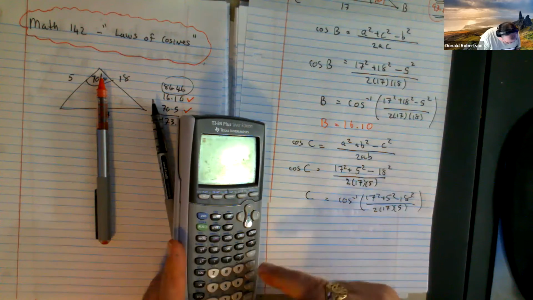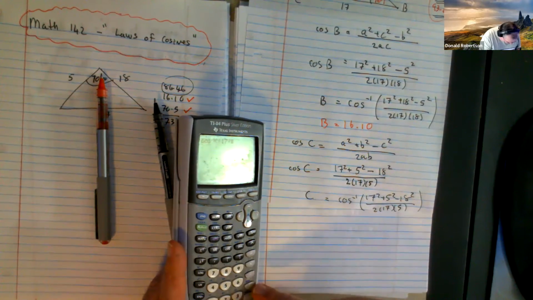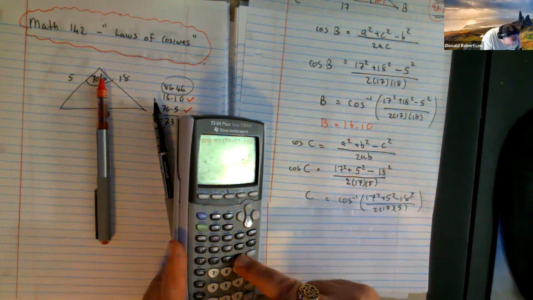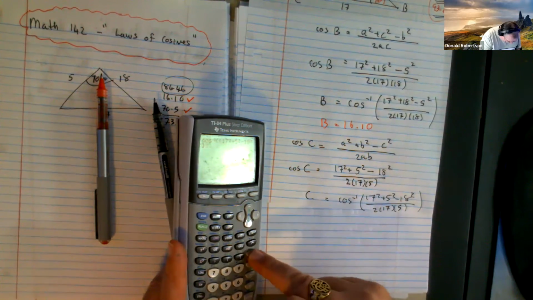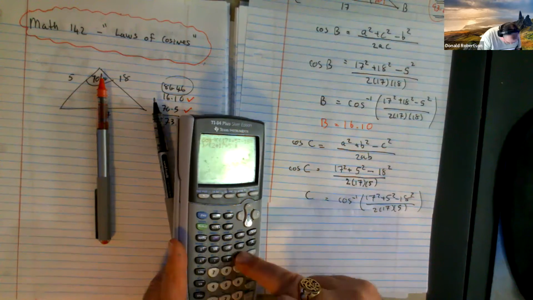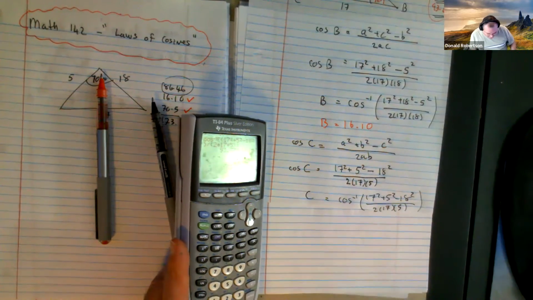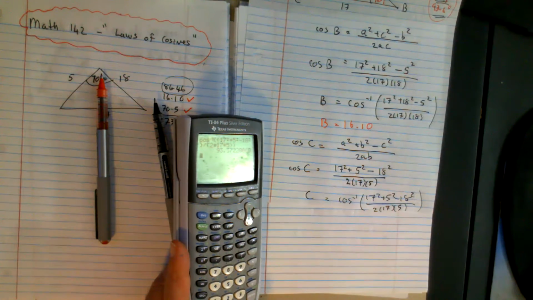Inverse cosine, I need a bracket, 17 squared, add 5 squared, take away 18 squared. Close the brackets, divided by, start a new one, 2 times 17 times 5. Close a couple of brackets. Do you see that 93.4 that someone earlier said they got? Yeah, that's what I got the second time.